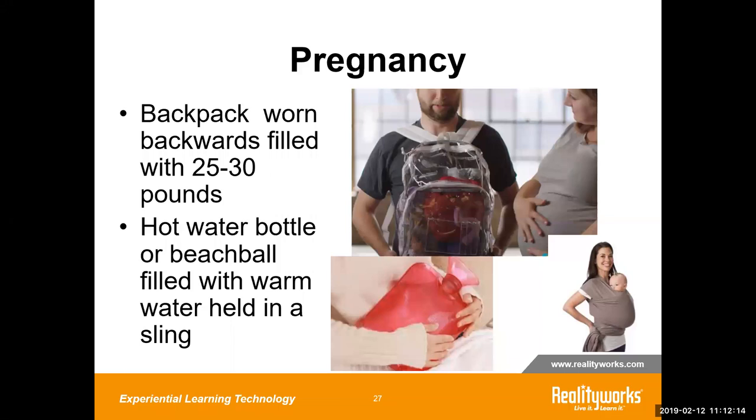You could wrap it in a baby sling and wear it low on the abdomen. You could also pick up something like a medicine ball or smaller exercise ball that has some weight to it. You could have students try to tie their shoes, pick things up off the floor, sit and stand, and things of that nature.